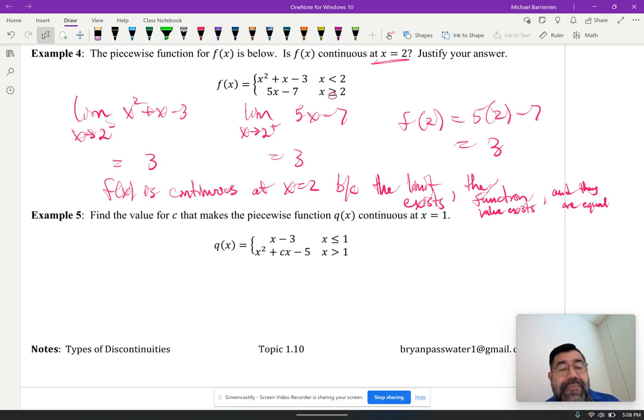So we'll do example 5, and this will be our last video for this section. Find the value of c that makes the piecewise function q of x continuous at x equals 1. So now they want us to make the function continuous. Well, how do I make the function continuous?